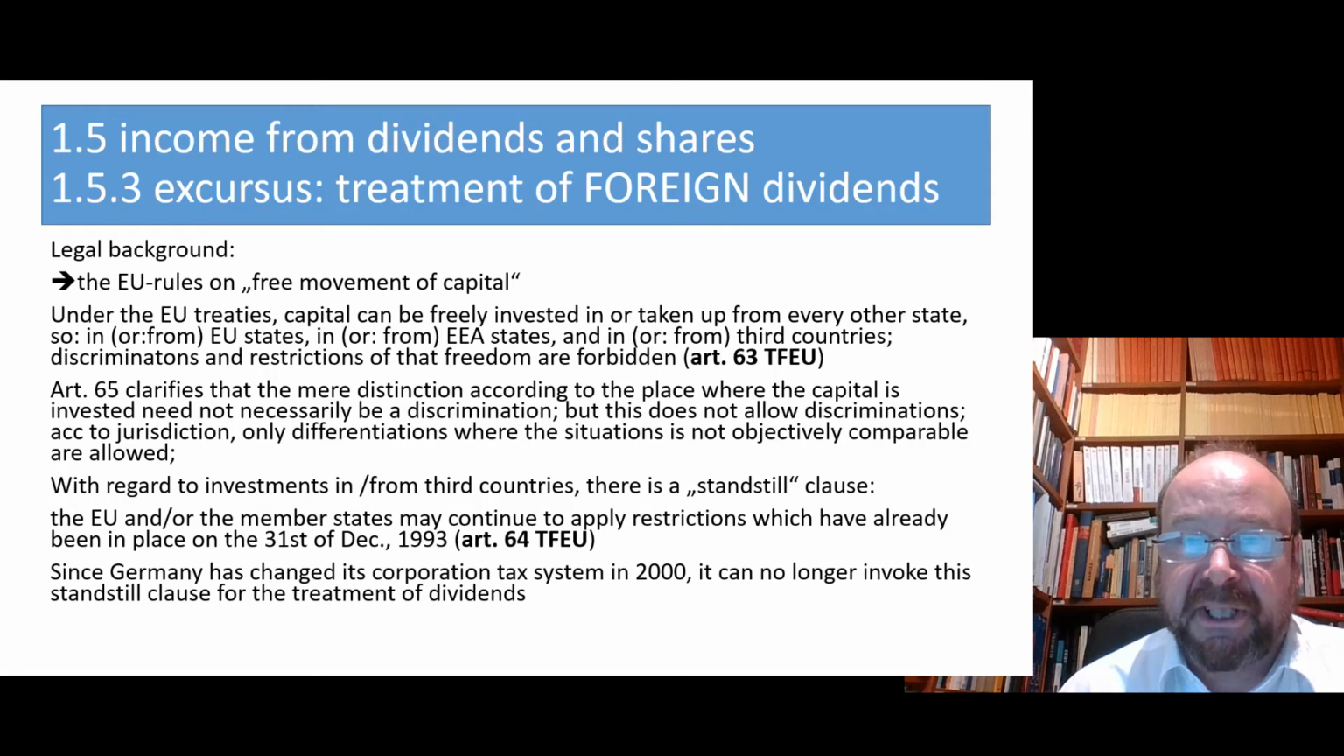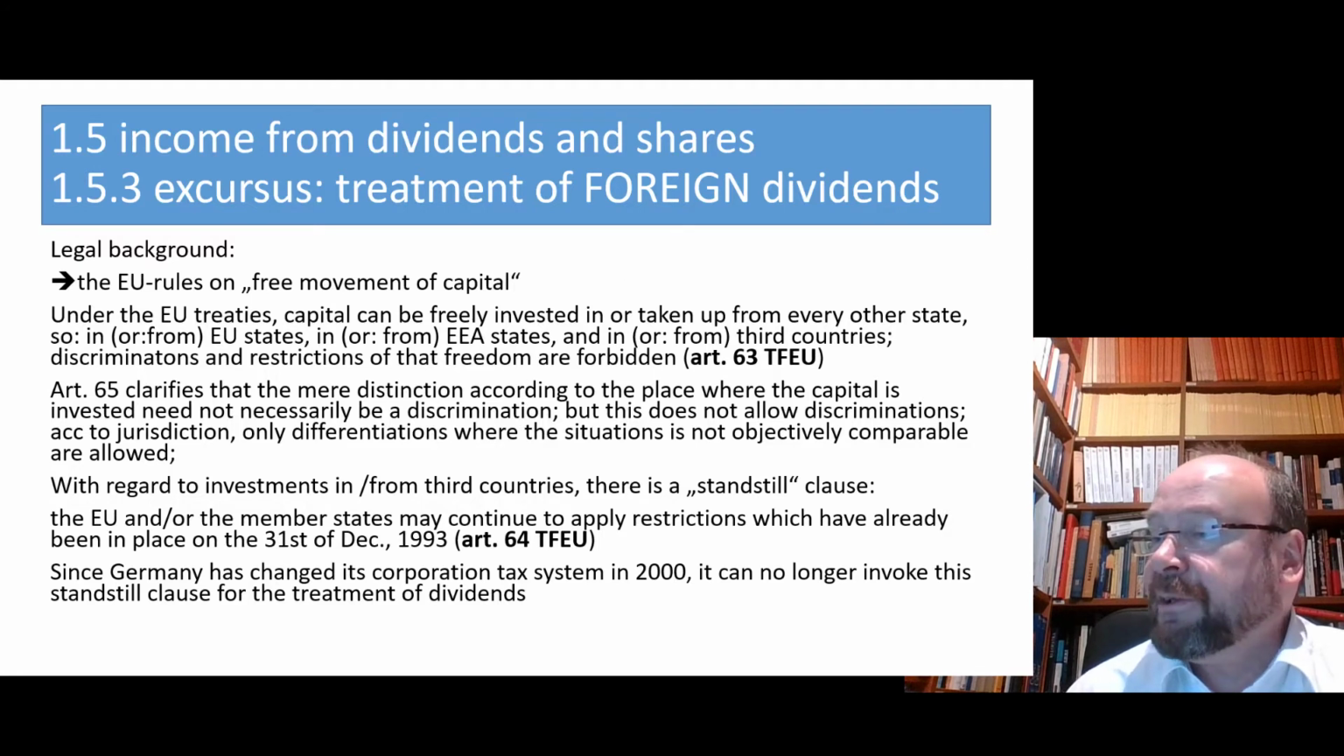All these restrictions, which have been in place already on the 31st of December 1993, can be still applied if they have been continuously applied since that date and have never been abolished. Now Germany has changed its corporation tax system completely in the year 2000, and so Germany can no longer invoke this standstill clause to justify its treatment of dividends from abroad, and that automatically required an equal treatment of dividends from everywhere.